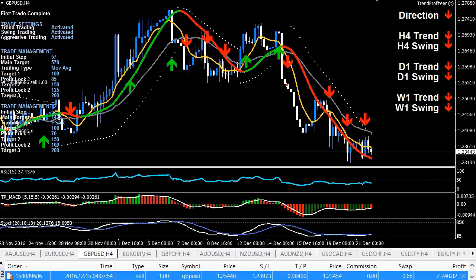via the parabolic SAR. 6 out of 6 of my higher time frames are down. All my indicators are saying it's down. So right now, as I always say, my only loyalty is to the market. And right now, the market is telling me this pair is going down. I'll be back shortly.